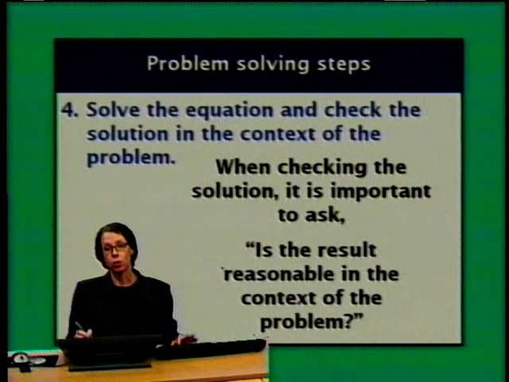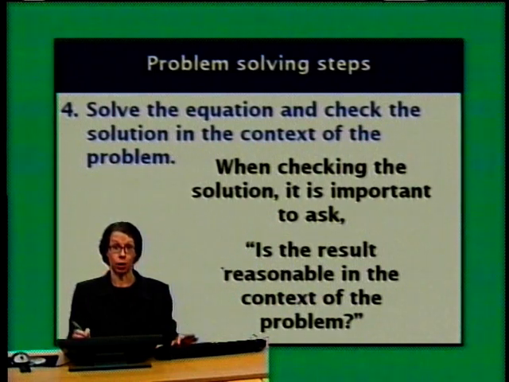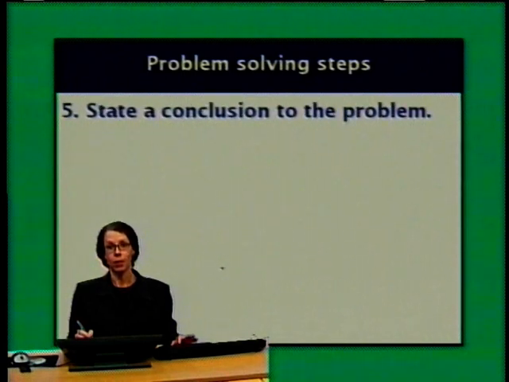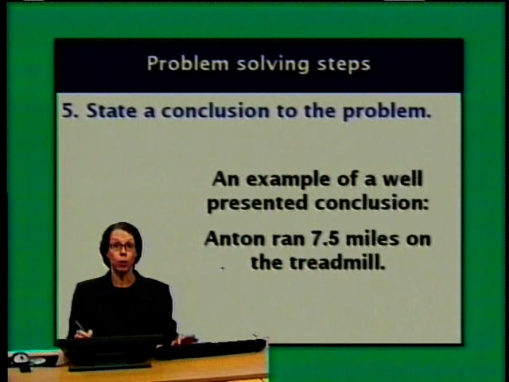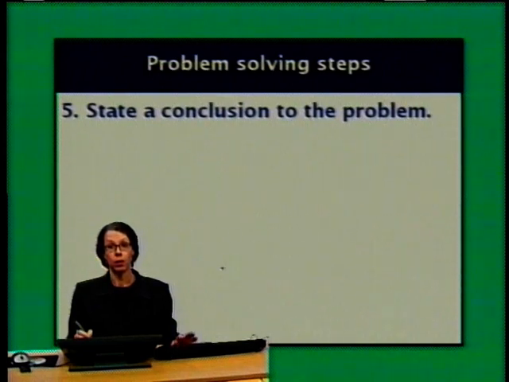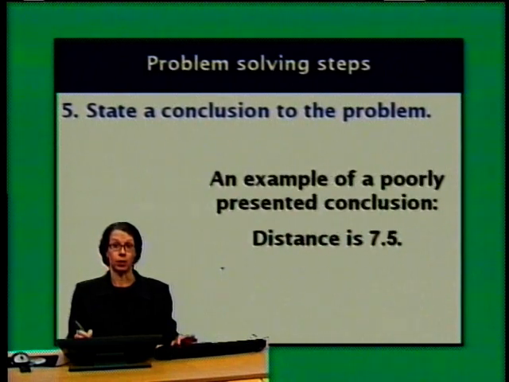Also, when checking a solution, it's important to ask, is the result reasonable in the context of the problem? If we had determined that Anton had run -2.5 miles, that might clue us in that we'd made some mistakes somewhere along the way, and we would need to go back and check our work. And finally, state a conclusion to the problem. So an example of a well-presented conclusion: Anton ran 7.5 miles on the treadmill. And here's kind of a lousy conclusion. Distance is 7.5. It just doesn't convey enough information.